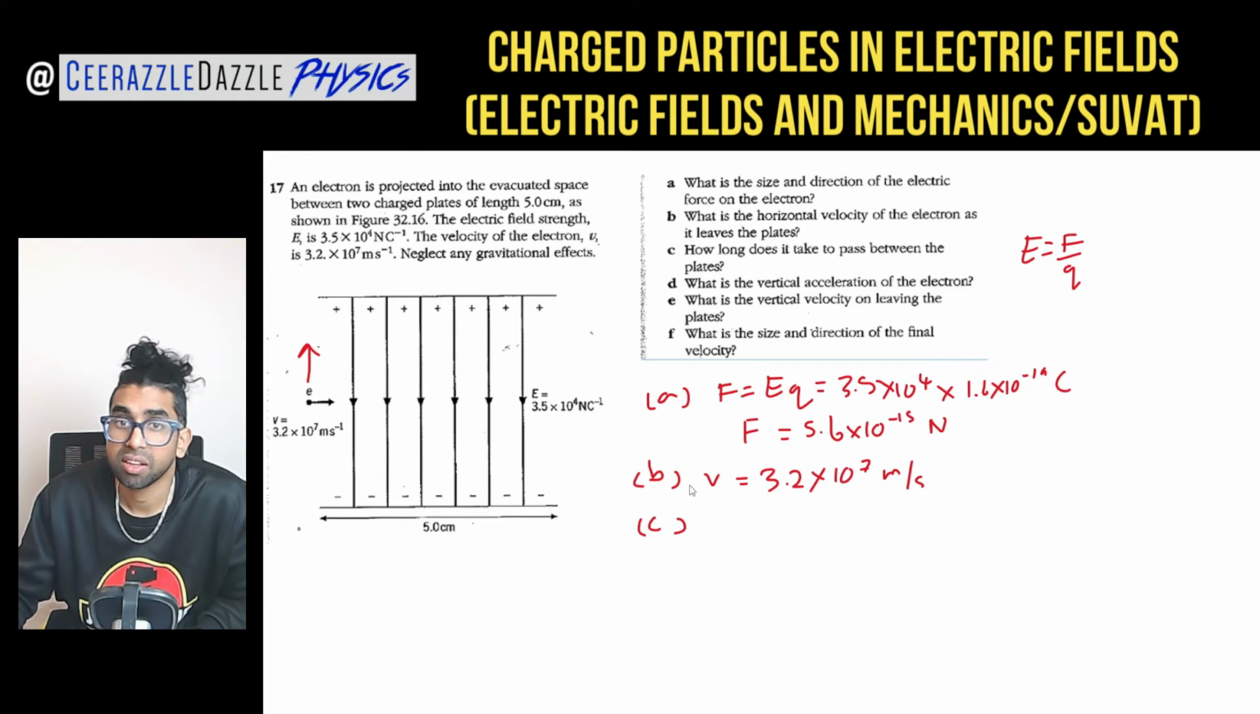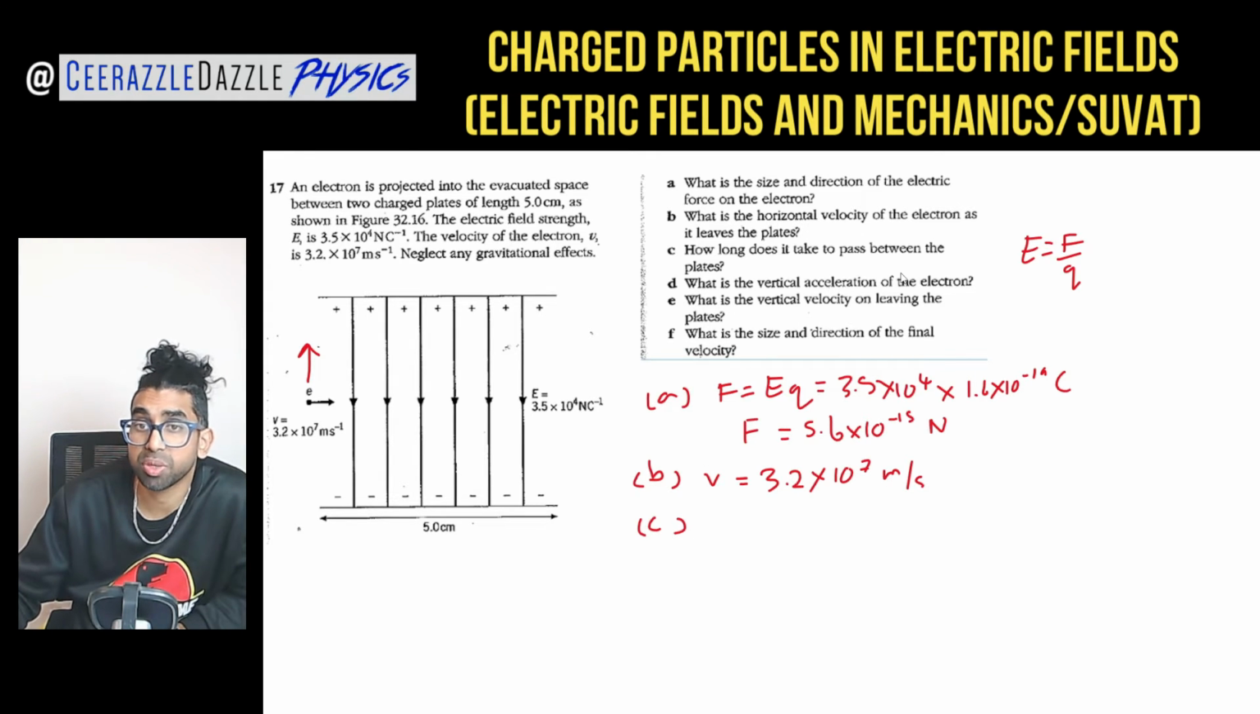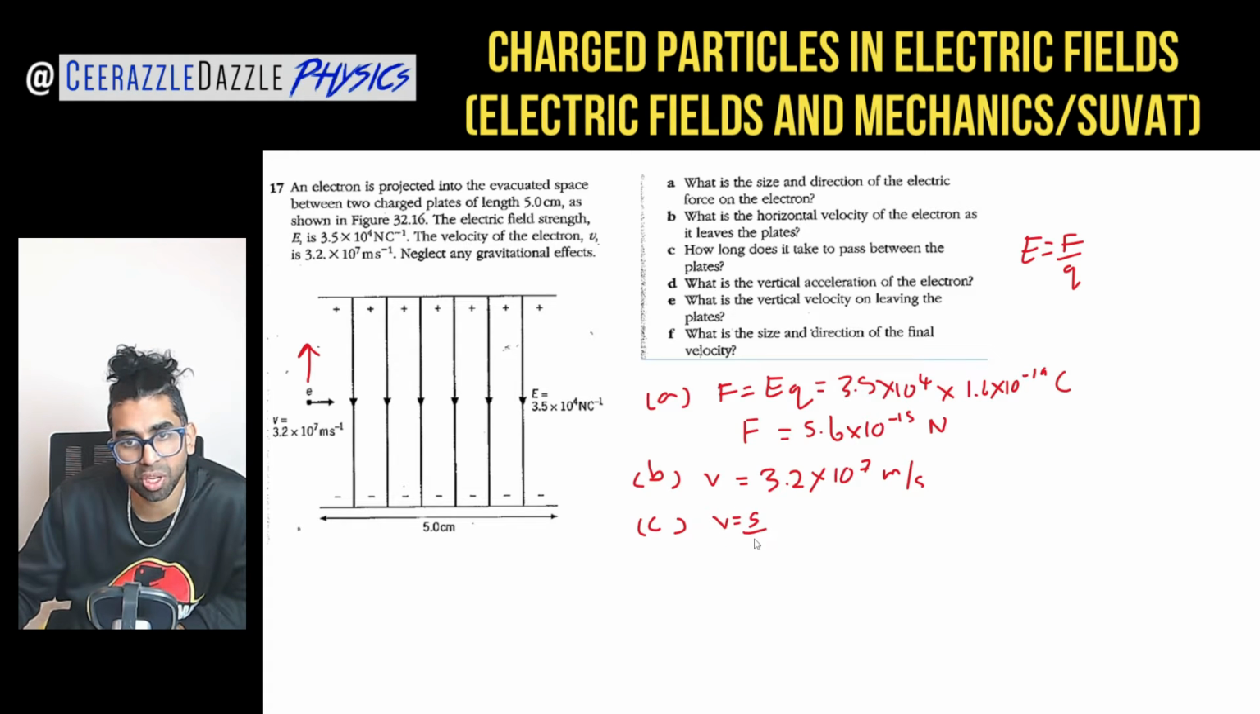Part C. How long does it take to pass between the plates? How long does it take for me to pass between the plates over here? Okay, so look, you're going to be moving at this horizontal velocity and you're traveling this distance. So that's the time taken. Velocity is equal to displacement over time, yes, in the horizontal plane. Just looking at the horizontal plane right now. Therefore, the time taken is equal to the displacement divided by the velocity in the horizontal.